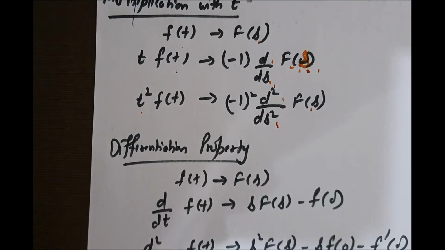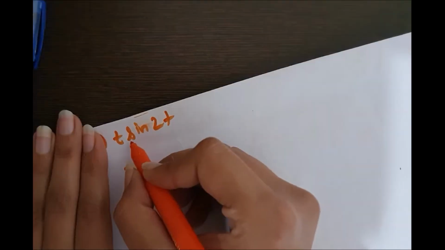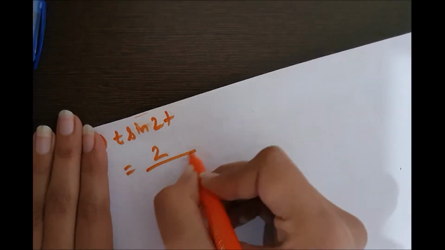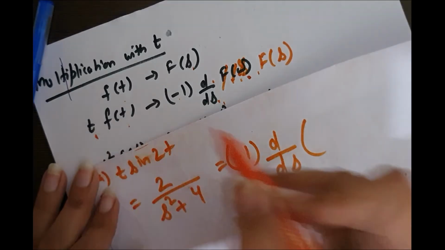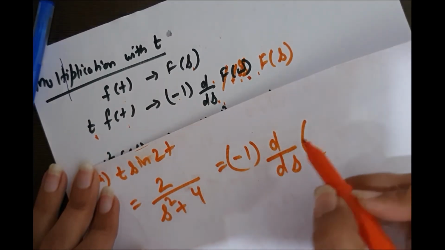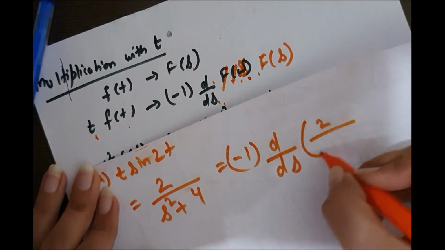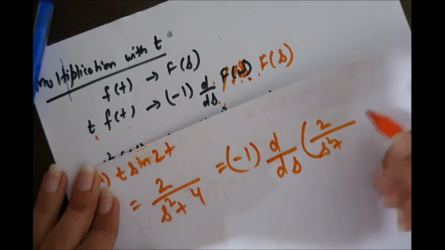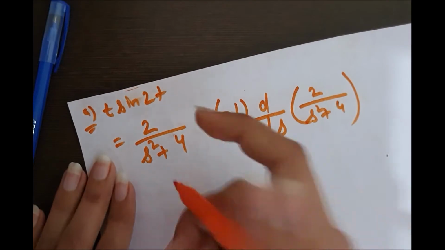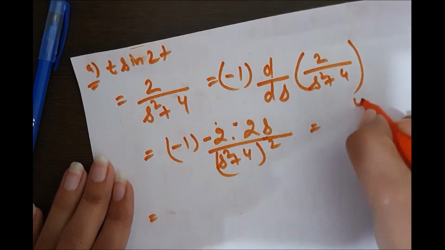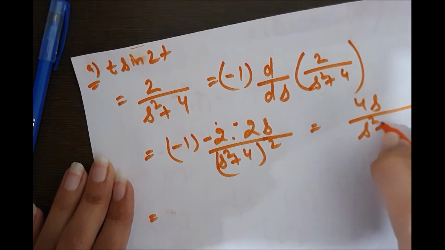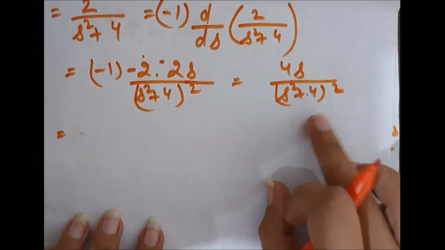Let's understand it with the help of an example. Laplace transform of sin 2t is 2 upon s square plus 2 square, that is 4. T is there, so we have to use this property, that is minus 1 d by ds of F(s). F(s) is this. Now just differentiate it and you will get your answer. Laplace transform of this function comes out to be this.